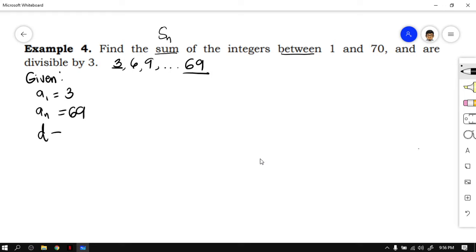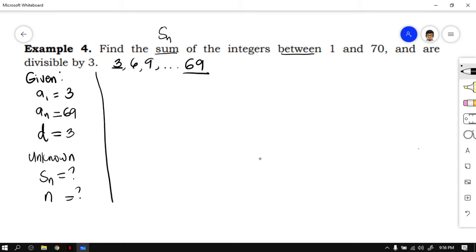The common difference is, what is the common difference? The common difference is 6 minus 3, that is 3. 9 minus 6, that is 3. So, 3. And you are looking for the sum of the terms. And you cannot find the sum of the terms if you do not have the number of terms. So, we are also looking for the number of terms. Next, we cannot solve that directly using the formula for the sum. But we can first look for the value of n. So, solve first for the value of n.